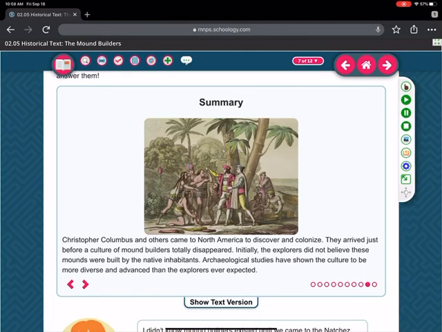Summary. Christopher Columbus and others came to North America to discover and colonize. They arrived just before a culture of mound builders totally disappeared. Initially, the explorers did not believe these mounds were built by the native inhabitants. Archaeological studies have shown the culture to be more diverse and advanced than the explorers ever expected.